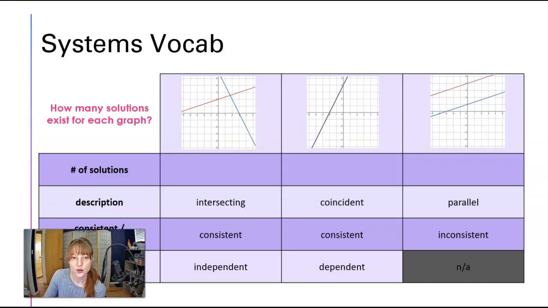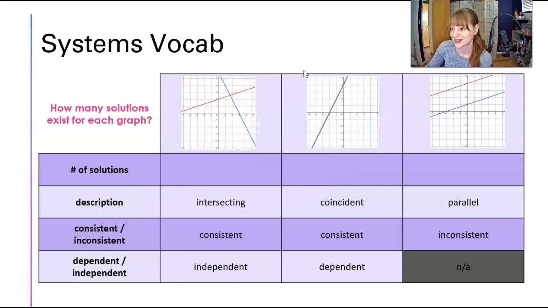So let's do a quick overview of what we just looked at. So this is our systems vocabulary. And what we're primarily looking at on this chart is the number of solutions. We're going to fill this in. What's our number of solutions here? But it's worth taking a look and remembering these terms that we used for systems of equations.